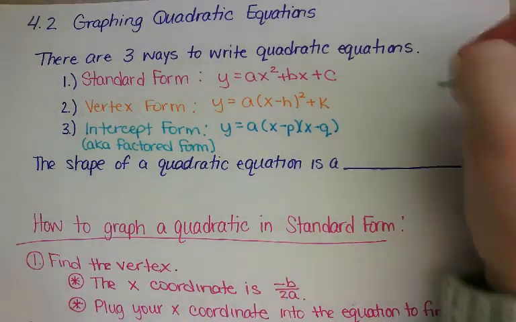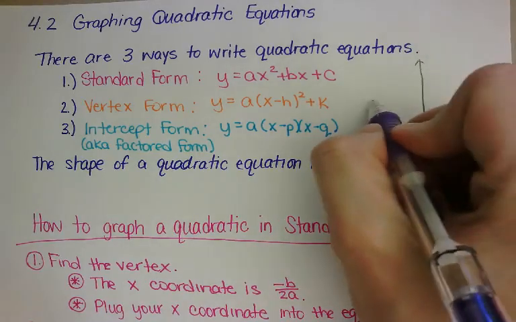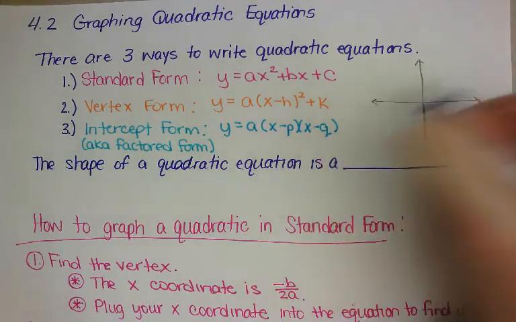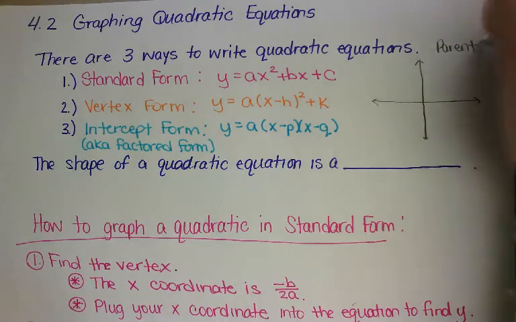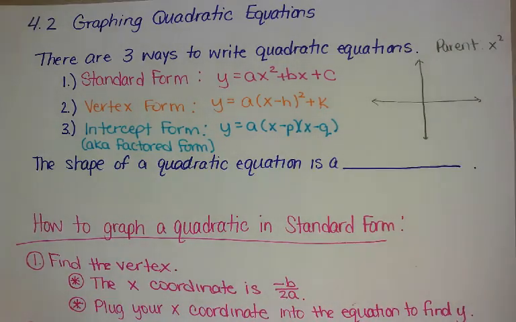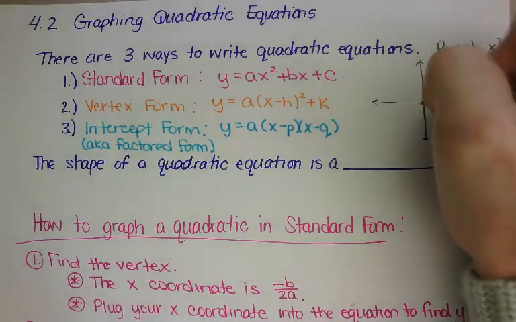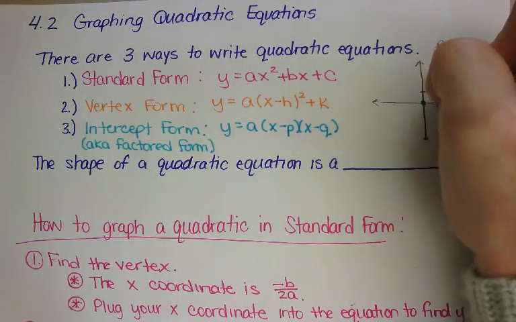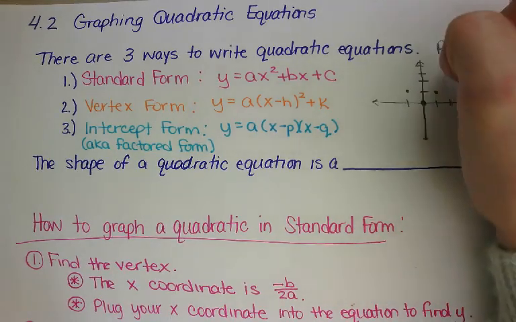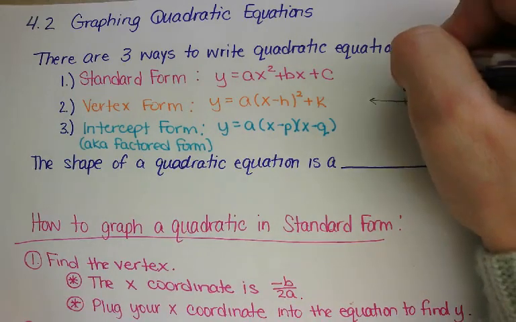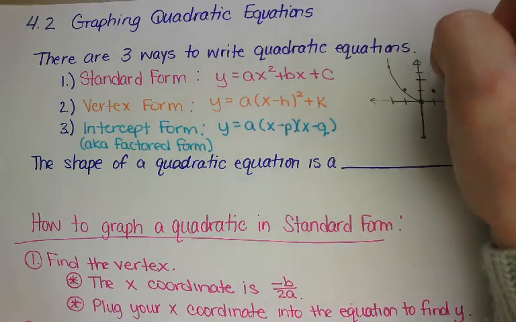Okay, we've talked about quadratics before. We've talked about the parent function of a quadratic. A parent function would just be x squared, which would give us a vertex at 0, 0. Another point would be at 1, 1, and negative 1, 1. Another point would be at 2, 4, and negative 2, 4. So it would be a parabola shape.